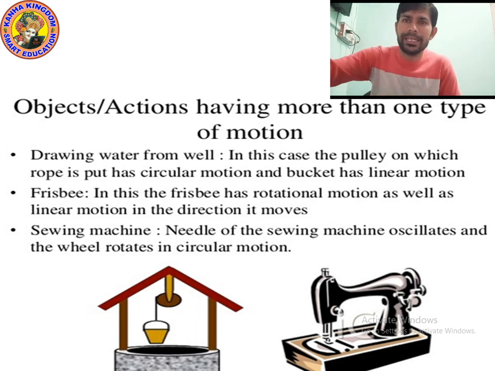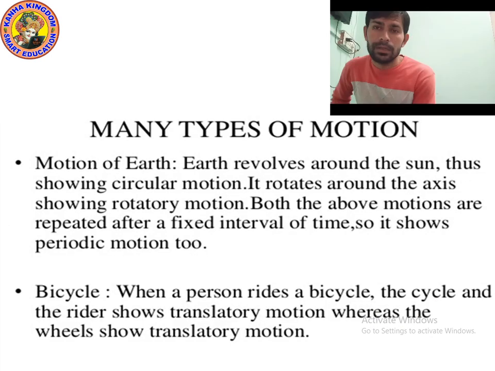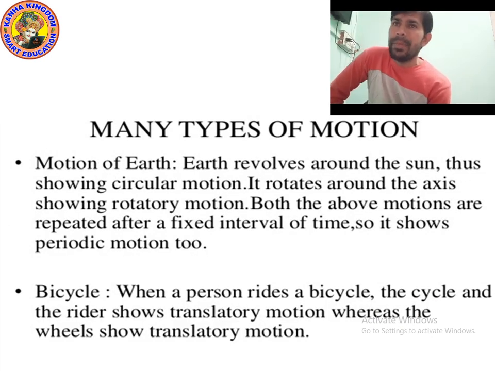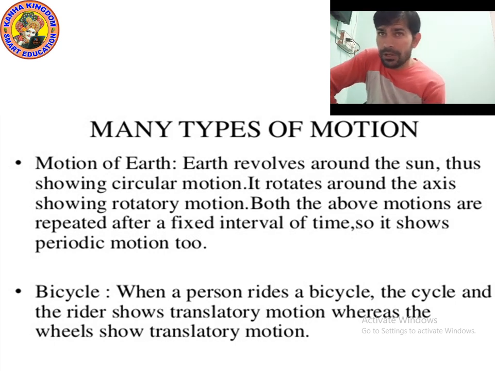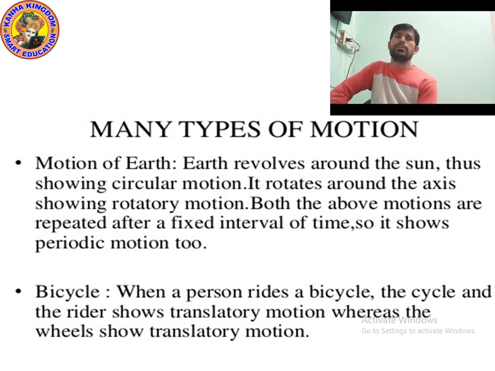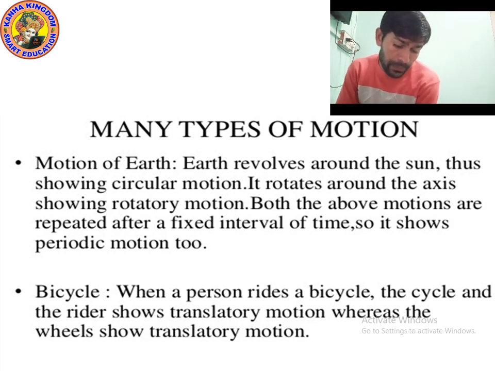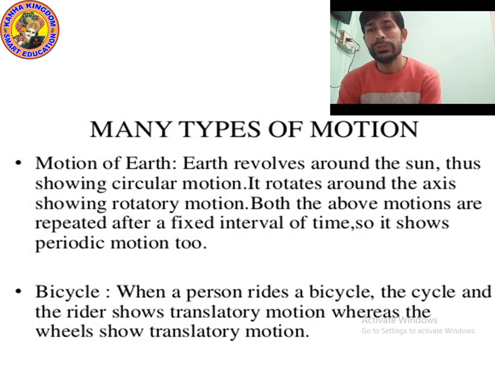Okay, let's move on to the next point. Many types of motion. So first of all, motion of the earth. As you know, the earth revolves around the sun, thus showing circular motion. The earth takes about 365 days to complete one complete round. So the earth revolves around the sun, and it is showing which motion? Circular motion, or you can say revolution.